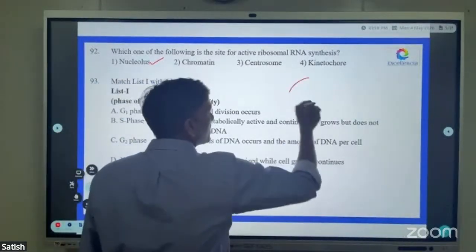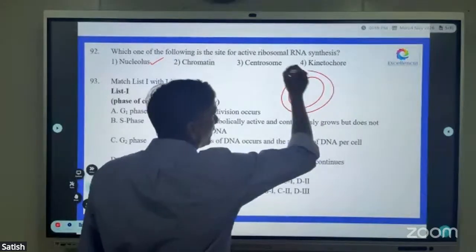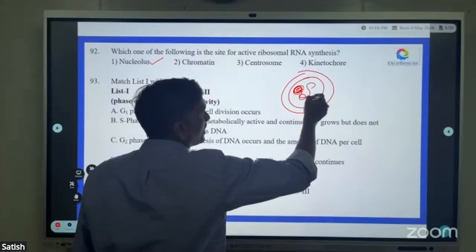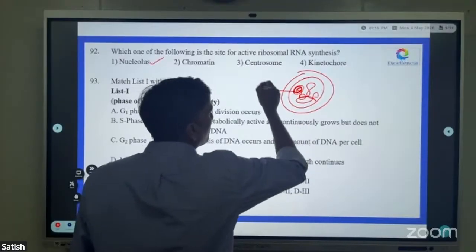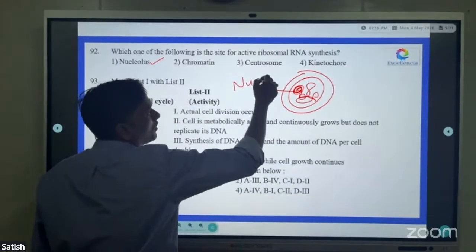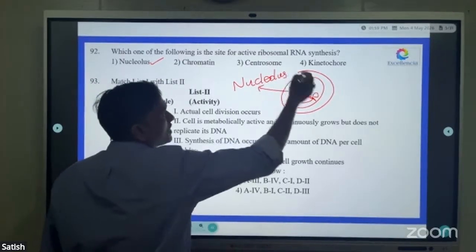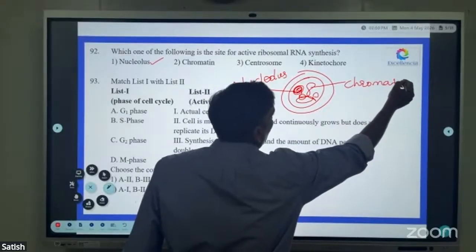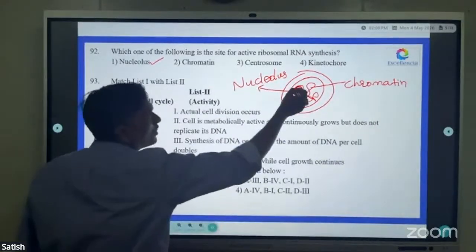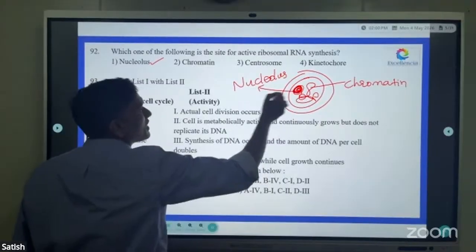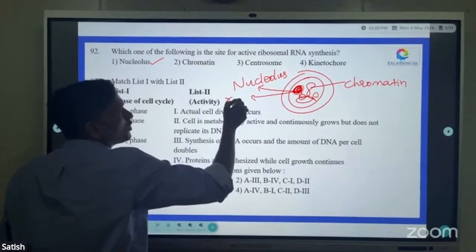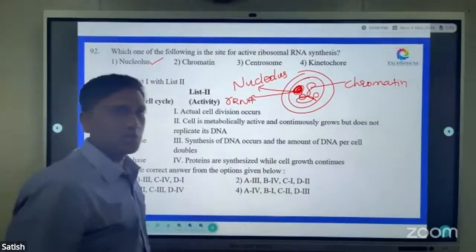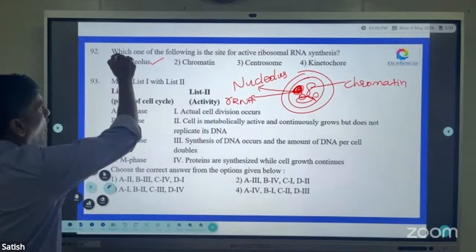The nucleus, which is a double membrane bound cell organelle, mainly contains an oblate structure. We can call this structure the nucleolus, and we can call this one chromatin net or chromatin fiber. This nucleolus can be considered as the site for ribosomal rRNA synthesis. So the answer for question 92 is option 1.